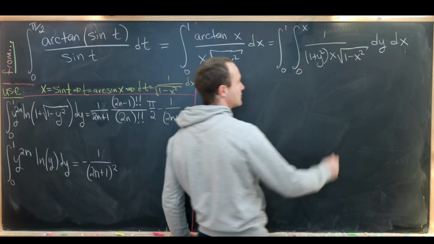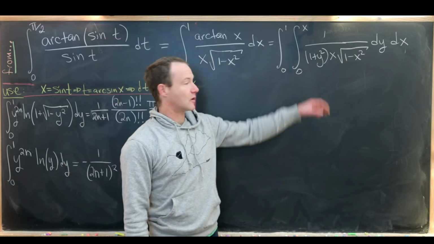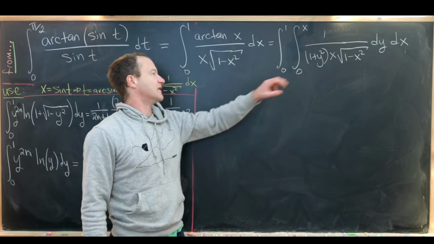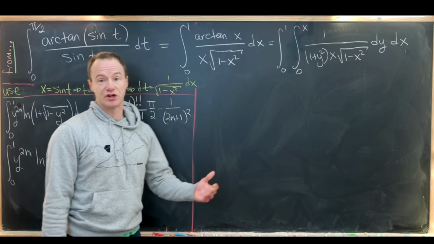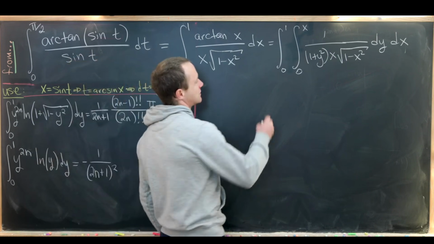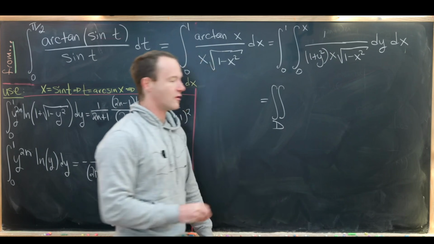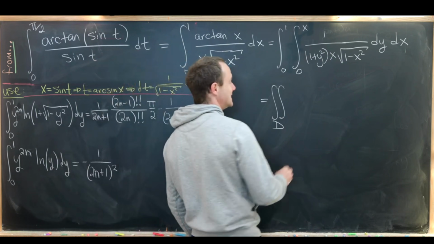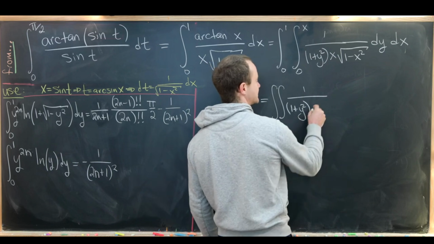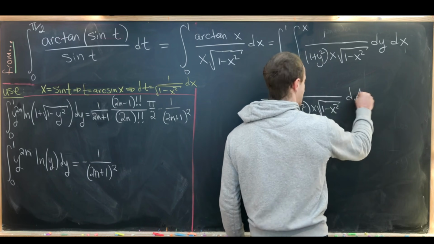So notice our innermost integral only depends on y. When we integrate that out, we get the arctan of y. Evaluating at x, we get this. Evaluating at 0, we get 0. So we're good to go there. Okay, so now I'm going to take this iterated integral and write it as a double integral. So this is going to be the double integral over a region which I'll call D of this same function. So I'll write it as 1 over 1 plus y squared times x times the square root of 1 minus x squared, and then dA.